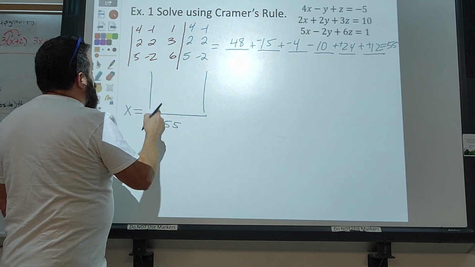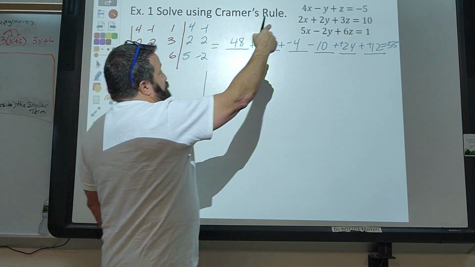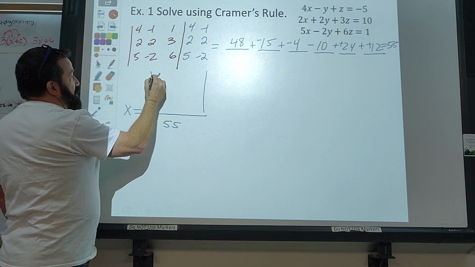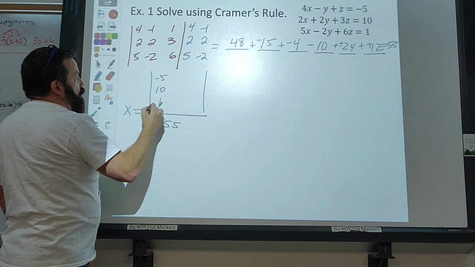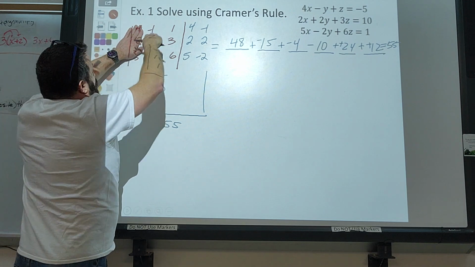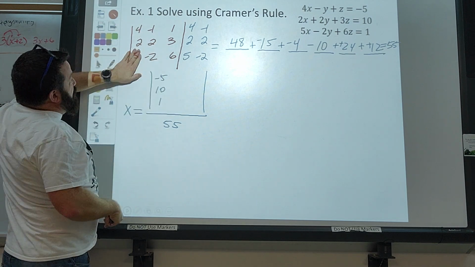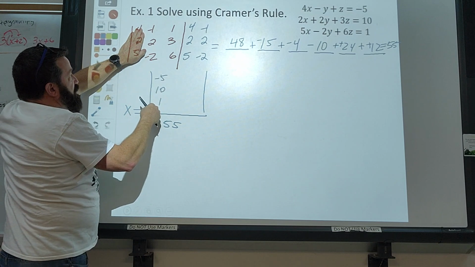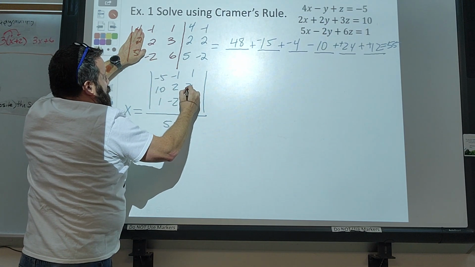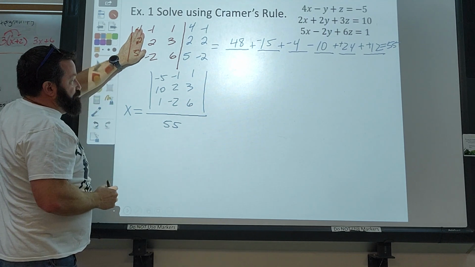So for x, negative 5, 10, and 1, those are going to go in the left column. Negative 5, 10, and 1 go here. The other two columns are going to be the same as these two columns I had here. So I'm replacing the 4, 2, 5 with the negative 5, 10, 1. So I've got negative 1, 2, negative 2, 1, 3, 6.